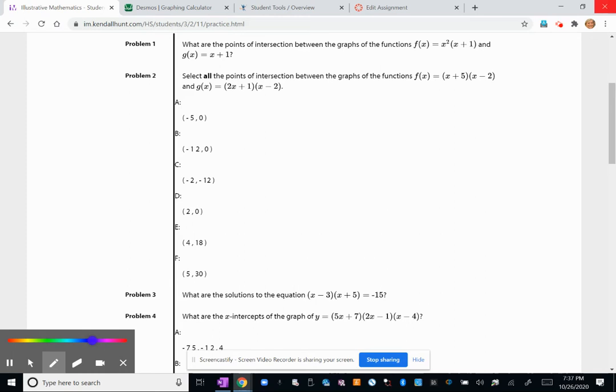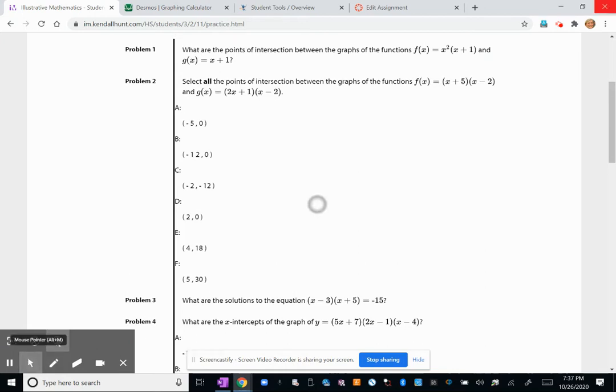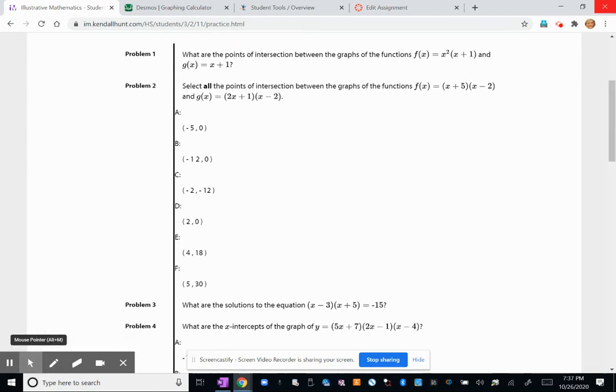What are the points of intersection between these graphs? f of x equals x squared times x plus 1, and g of x equals x plus 1. When the question asks for points of intersection, it's important to remember that a point contains both an x value and a y value. So when I solve this algebraically, I'm going to have to solve for both of those variables.